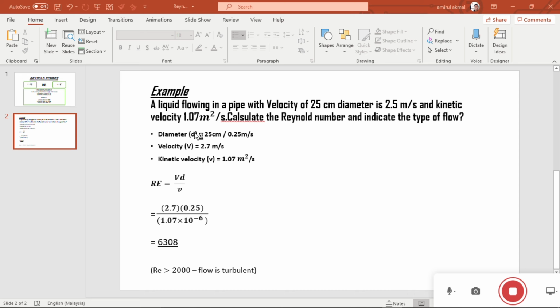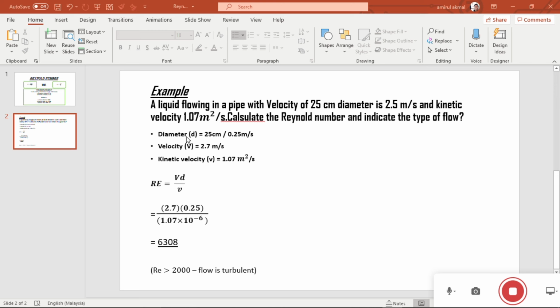Okey, kat sini tips untuk mudah menjawab soalan macam ni adalah keluarkan segala isi yang dia bagi. Saya mengeluarkan isi-isi yang penting sebab kita akan nampak formula mana yang kita akan guna. Diameter yang diberi adalah 25 cm, tetapi dalam Reynolds number ni kita akan guna dalam meter, so kita convert ke dalam meter, 0.25 meter.